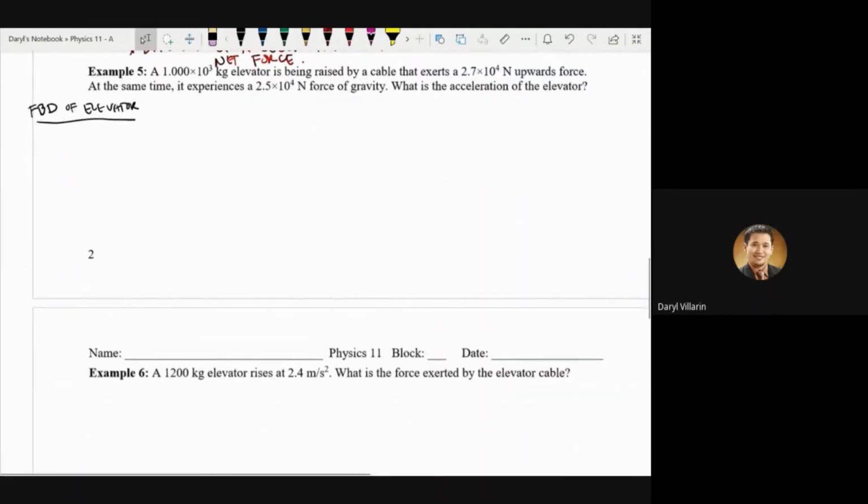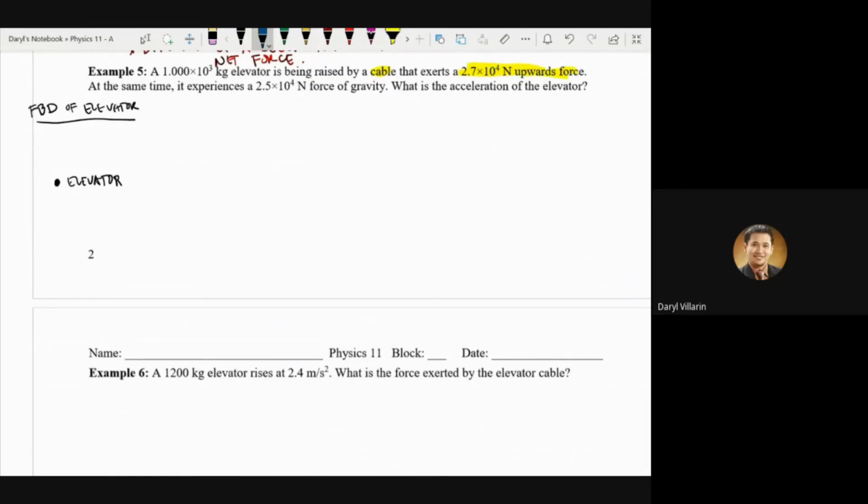So again, you don't have to draw the elevator. You can just represent the elevator as a dot. And now, from the given problem, you try to examine what are the forces acting on the elevator. So you have here one exerts a force, upward force by the cable. Actually, this is the tension of the cable. So it's an upward force.